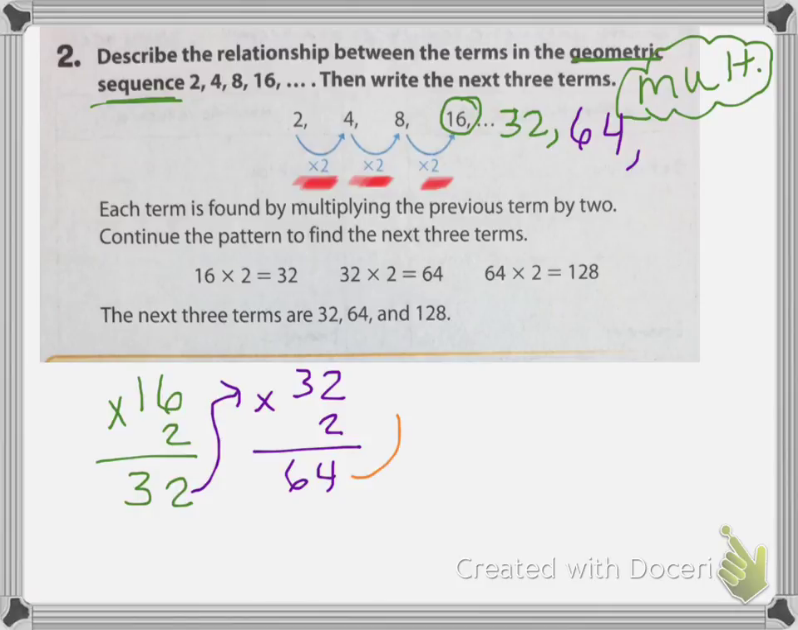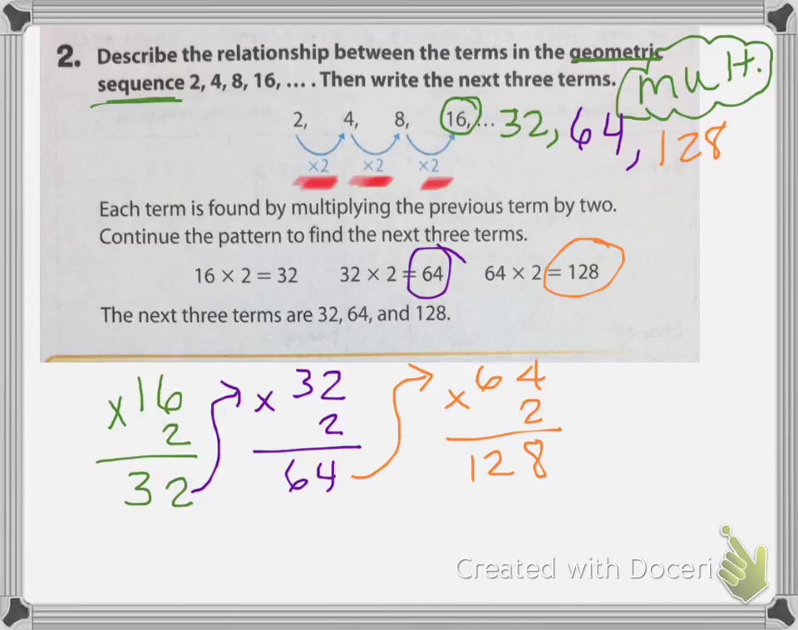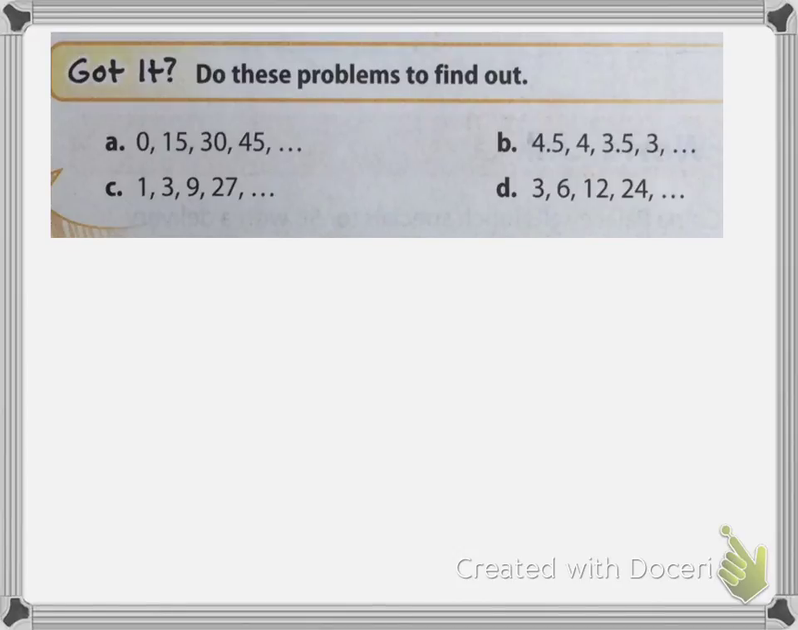Now you're going to take that 64, and you're going to multiply by 2, and you get 128, which would go right here. So we got 128 like they got. We got 64 like they got. And in green we have 32 like they have. All right, so now let's go ahead and look at Got It?